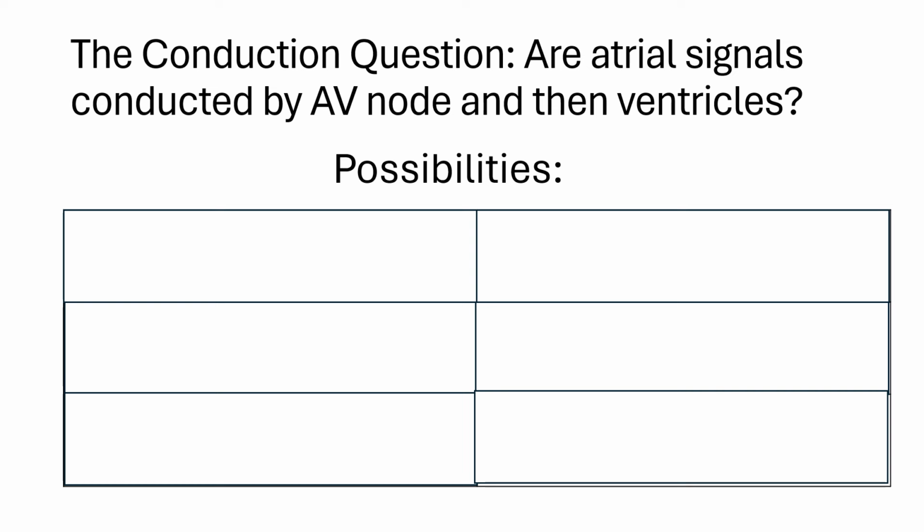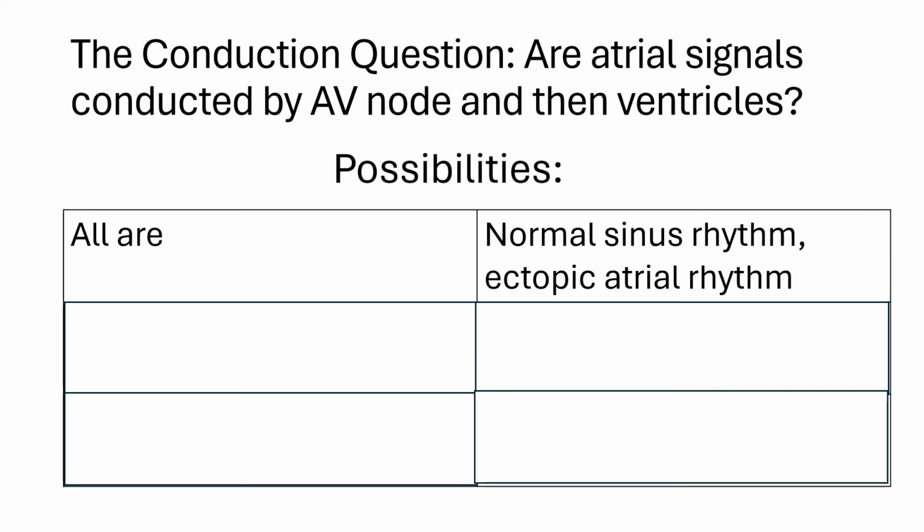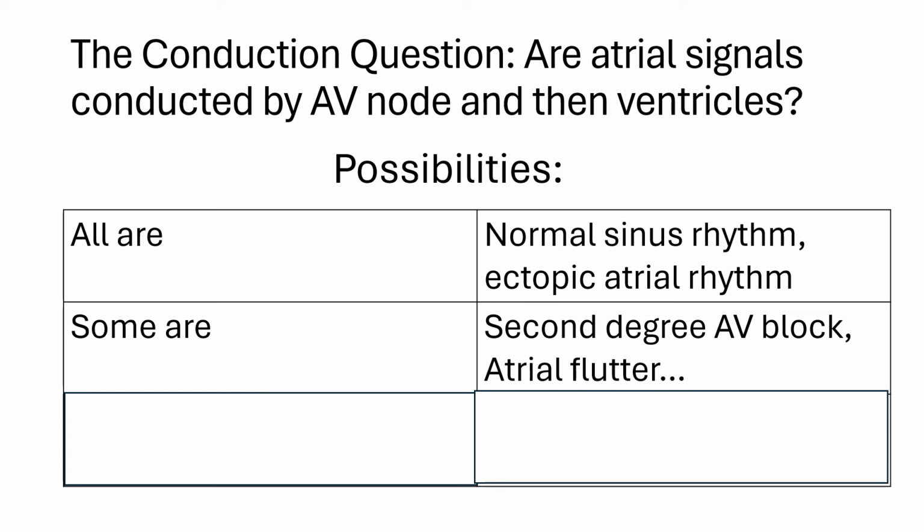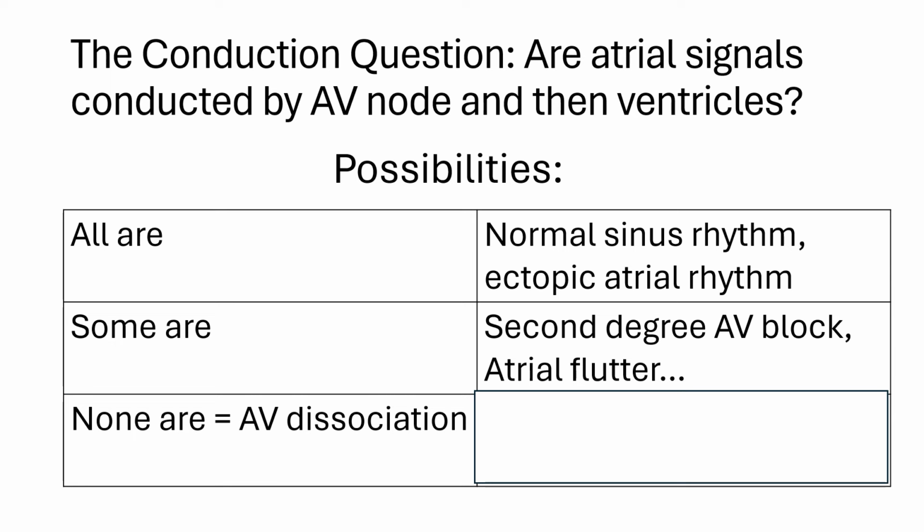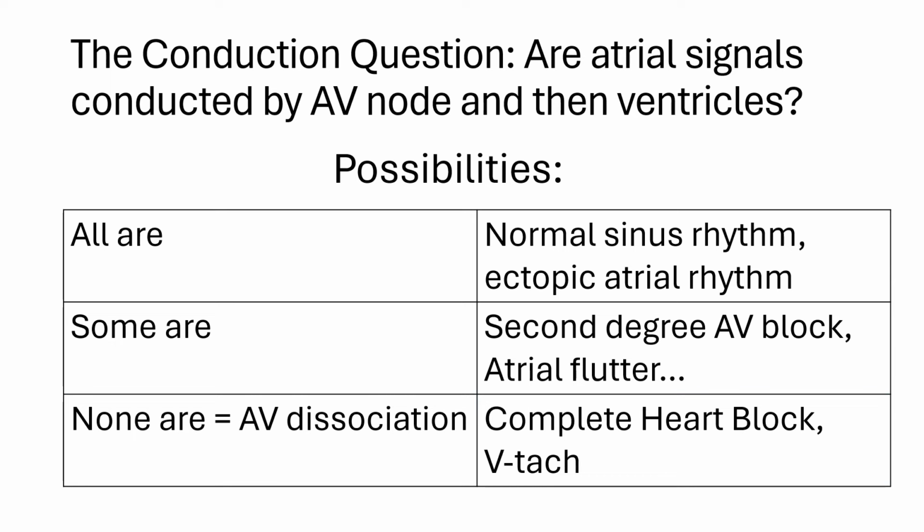The question when we're looking at an ECG or a telestrip is whether atrial signals are being conducted like we just saw, by the AV node and then by the ventricles. There are really three possible answers. All are, as we'd see in normal sinus rhythm. Some are, as we'd see in second-degree heart block, or none are, as we see with the AV dissociation associated with complete heart block in VTAC.